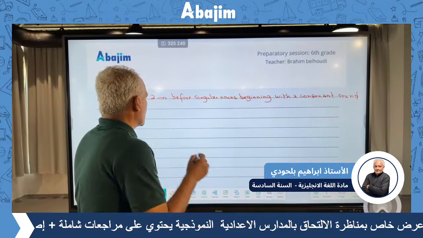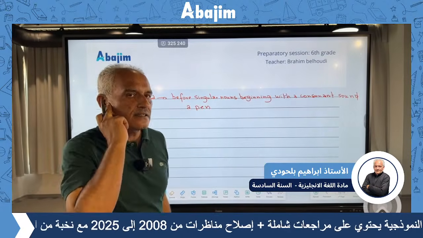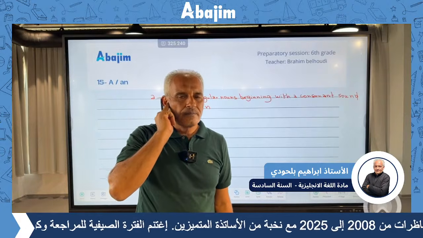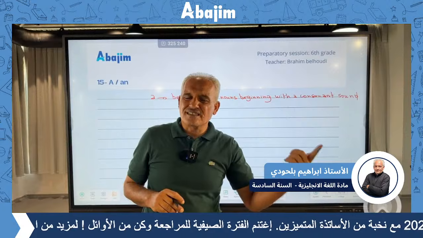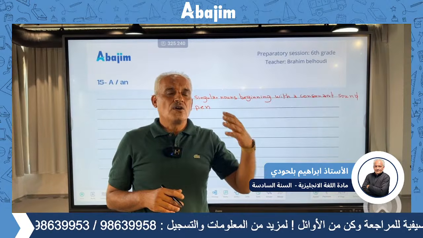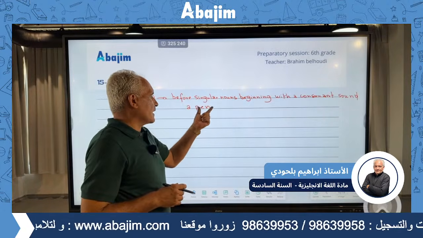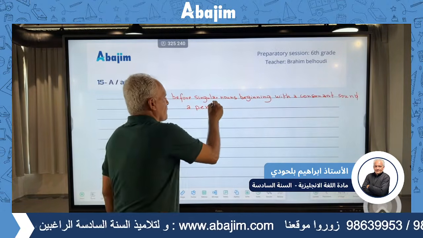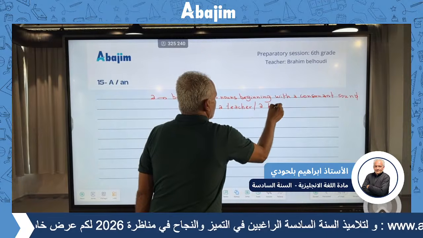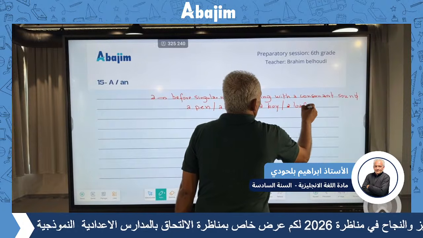What does that mean? Let me take some examples. A pen. P, I hear a consonant sound. A door. D is a consonant sound. A classroom. K is a consonant sound. A boy. B is a consonant sound. So with singular nouns beginning with a consonant sound. For example, a pen, a teacher, a boy, a loaf of bread.